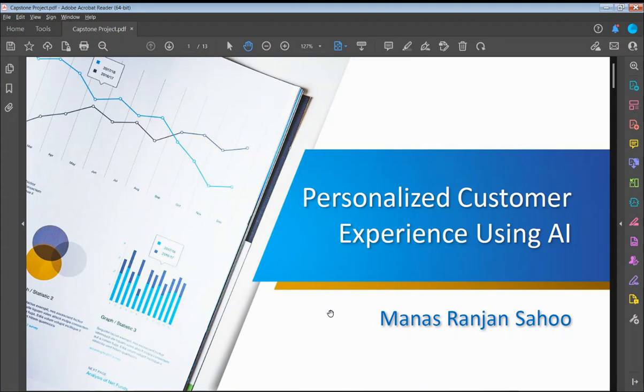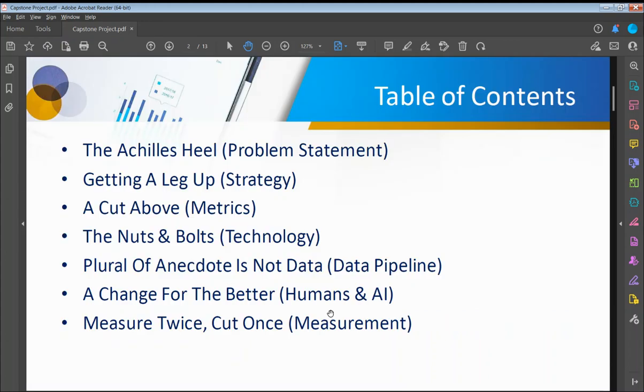I, Manas Ranjan Sahu, work in a credit union, and here I'm trying to talk about the problems that credit unions face, who the competitors are, and how we can use AI in providing personalized customer experience.